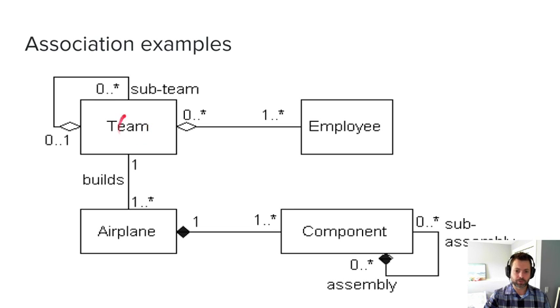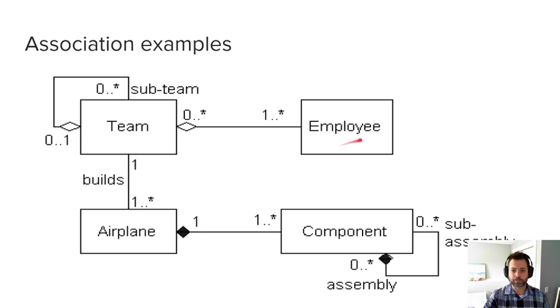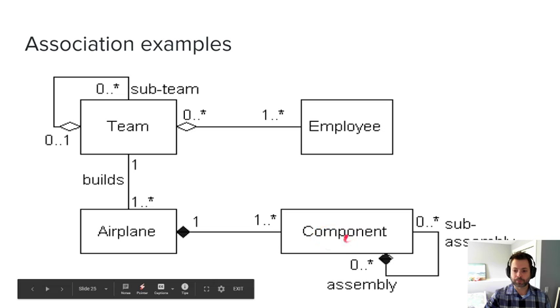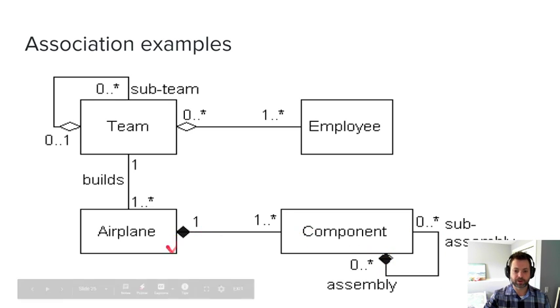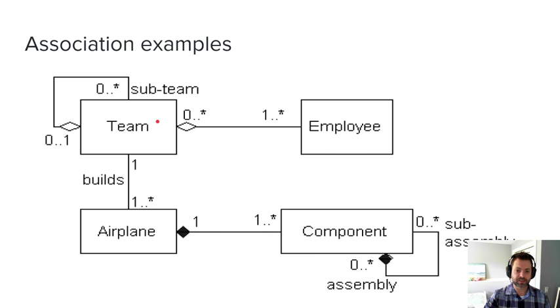And then we have another one. We have team. Basically, we're building an airplane. A team builds the airplane. Employees will be part of the team. Airplane is made up of components, which is made up of sub-assemblies. So again, you see composition here because components are being made up of actual entities. Airplanes are made up of actual components. Whereas an employee can be a part of a team, but we don't necessarily have the team destroy the employee if it goes away, right? The employee could be reassigned.